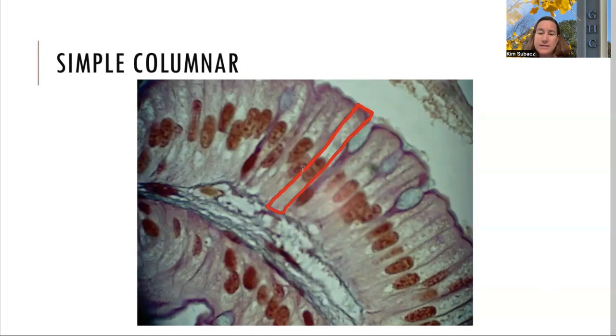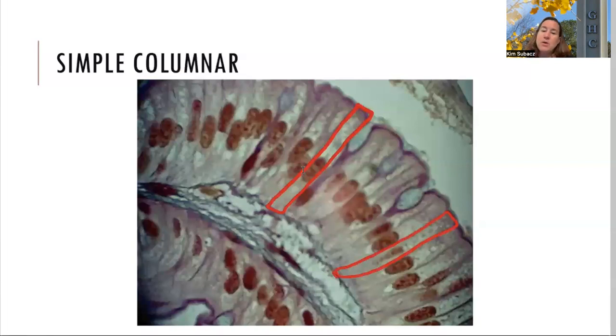Our simple columnars are going to be in locations like this, in particular the intestines. This is the GI tract, so we will find them lining the GI tract. We'll also find these guys in the gallbladder and other types of ducts. And we might find these guys in the bronchi as they go from pseudostratified down into simple columnar. And then eventually they will make their way down to the alveolar sacs and be simple squamous again. We might find simple columnar in the uterine tubes, fallopian tubes, as well as the uterus. So be able to recognize this guy on sight: simple columnar, one layer thick, very tall cells.